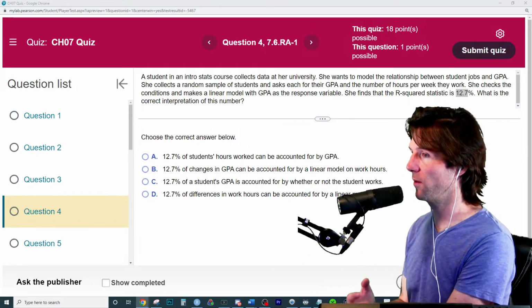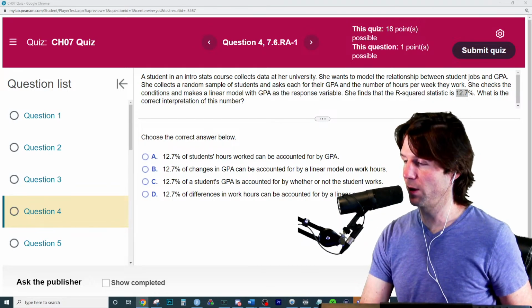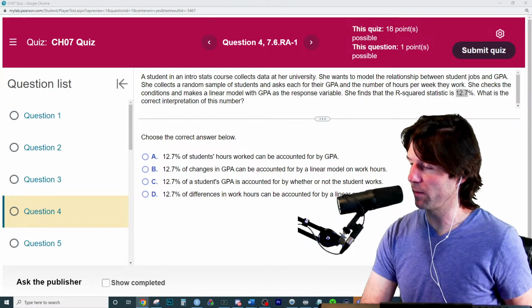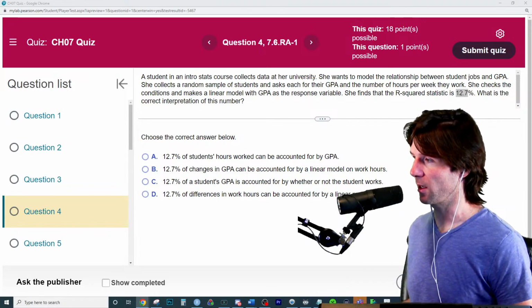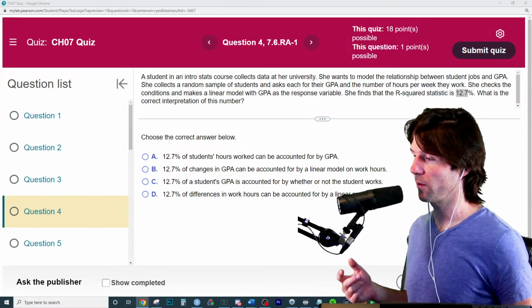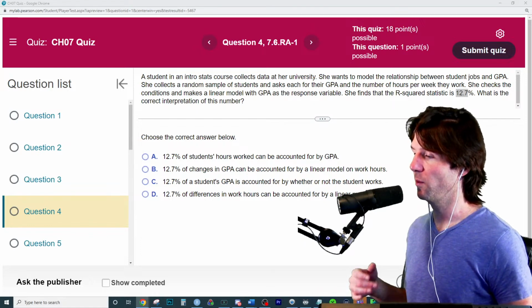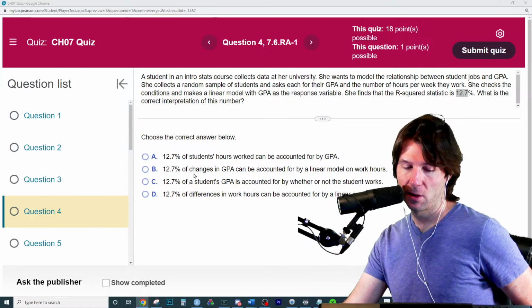So blank percent of the variation in Y. Here, I'll write it in the chat. It's blank percent of the variation in Y is explained by the variation in X. So 12.7% of the variation in somebody's GPA is explained by the variation in the hours someone works. So let's see if one of these sounds like that.